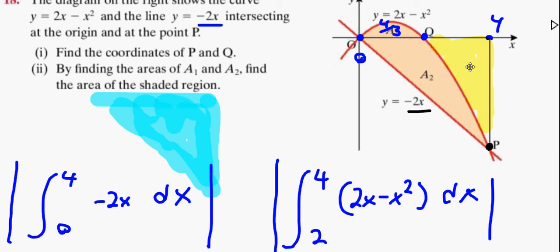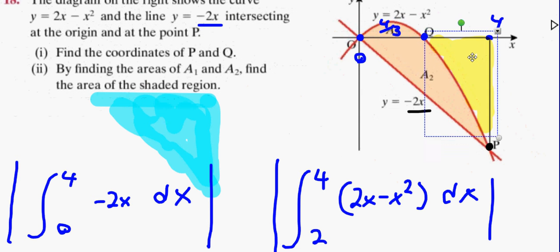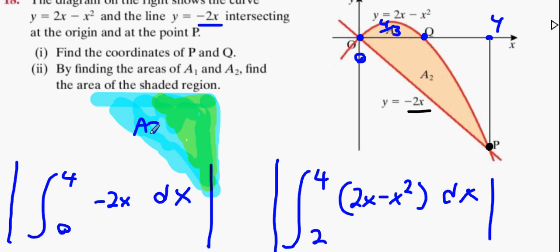When you take one answer away from the other, oh, it almost worked. So when I bring that over there, what's left over? A2, the shaded region A2. That's A2 there. Everybody sees it? A2 is like the blue region. Okay? So integrate them, treat them as positive, take them away from each other, you get A2, then you add A2 to A1, and you're gold. Let's keep going.